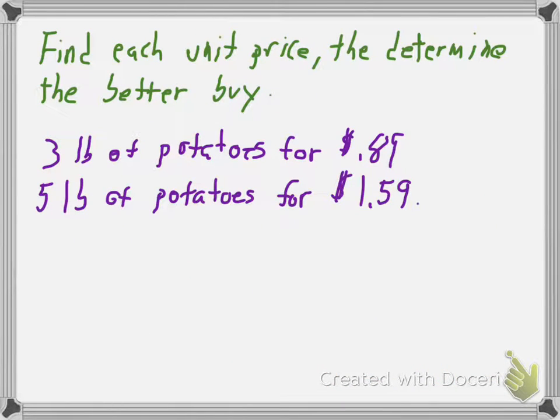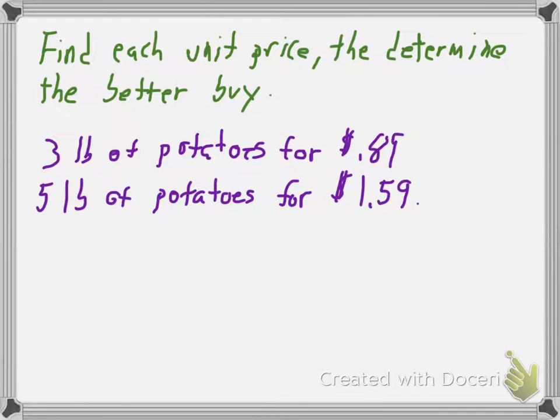So we have one example here. We need to find each unit price and determine the better buy. We know that when we buy things, we want the better deal. So what we're going to do here is look at each of these, and figure out what the better deal is by finding the unit price for each. So I need to find the unit price for this one. I need to find the unit price for this one.